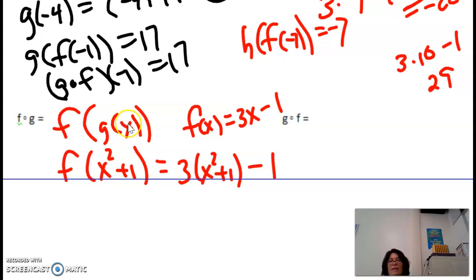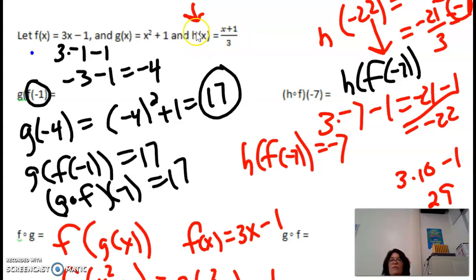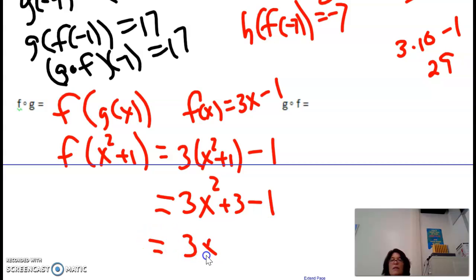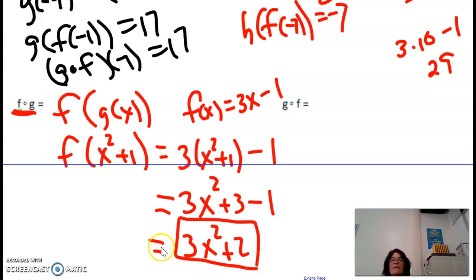I was taking g of x. Well, that's x squared plus 1. That's defined right here. That's what g of x is. So instead of saying f of g of x, I can say f of x squared plus 1. I put that in the f function, so I take 3 times x squared plus 1 minus 1. And then I'll clean that up a little and distribute 3 through so that we get 3x squared plus 2 as our final expression for f of g.